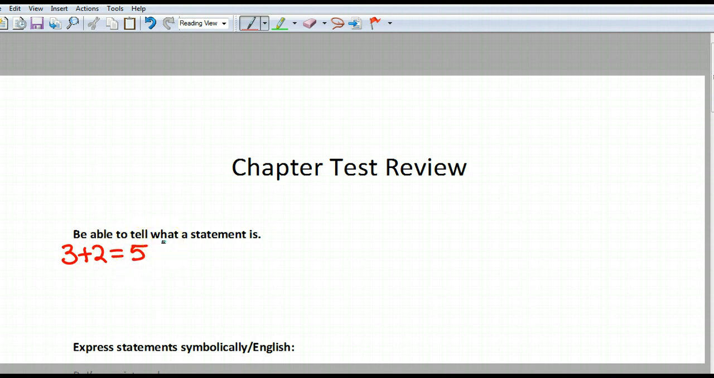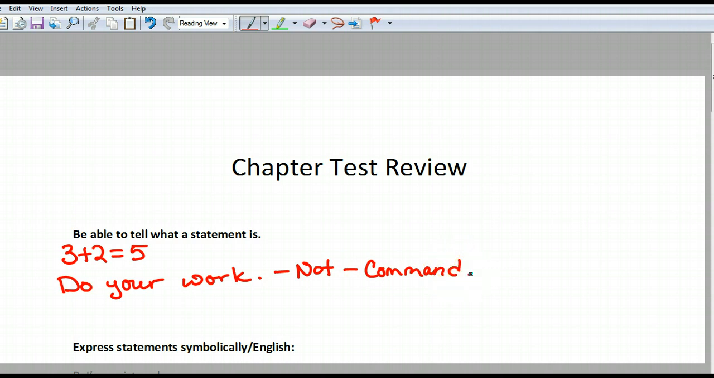Is that a statement? Yep. Yes, that is definitely a statement. How about this? No. Why is this not a statement? Is it a question? No. This is a command, so this is not a statement because it's a command.